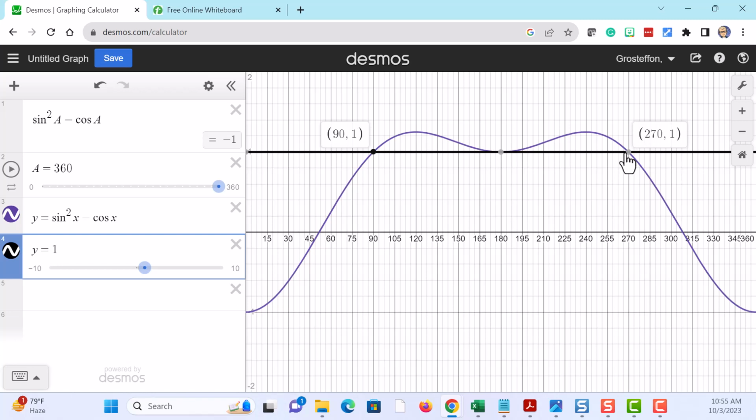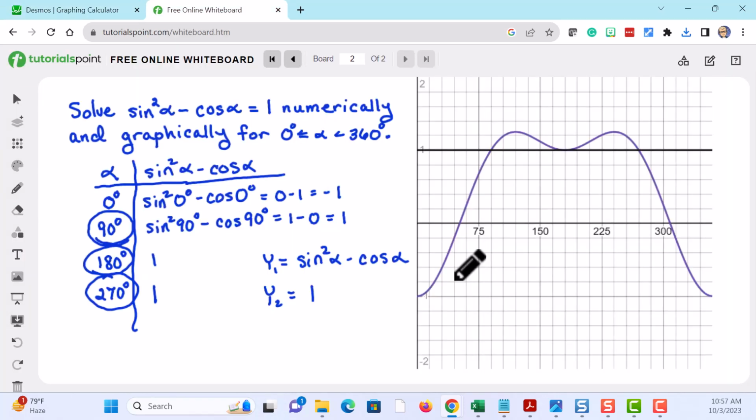So graphically, we see that there are 3 solutions: 90 degrees, 180 degrees, 270 degrees. Those correspond with what we found numerically, and it doesn't appear like there are any other solutions between 0 and 360 degrees. So coming back to our whiteboard, we have our graph here.